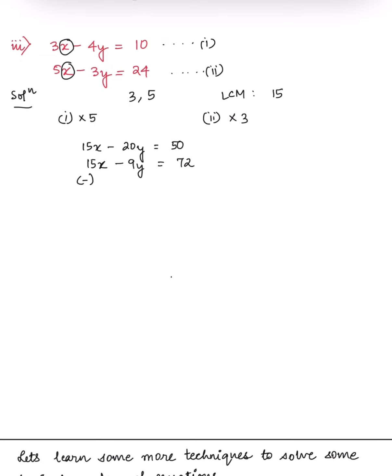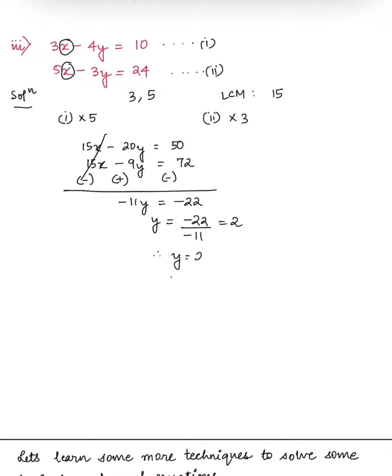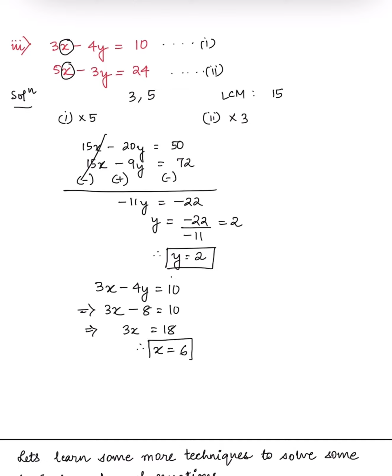So minus 9y, this is 72. So again I have to change the signs because I have to subtract them. 15 minus 15 will get cancelled. So minus 11y is minus 22. So y is minus 22 by minus 11, that is 2. So therefore my y is 2. Now I'll again plug it back in any equation. So 3x minus 4y is equal to 10. So 3x minus 4 2s are 8 is equal to 10. So 3x is equal to 18. Therefore x will be equal to 6. So the final solution is 6, 2.